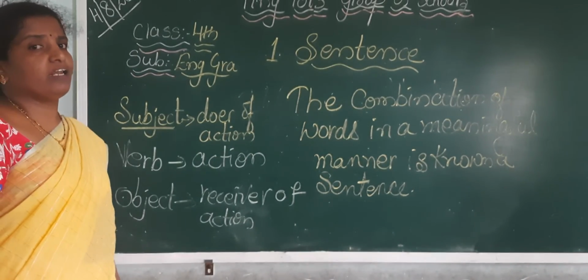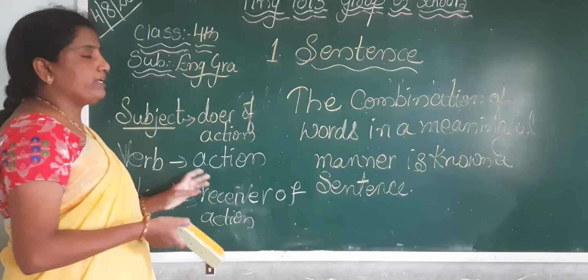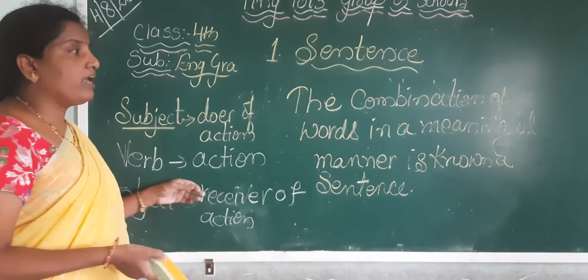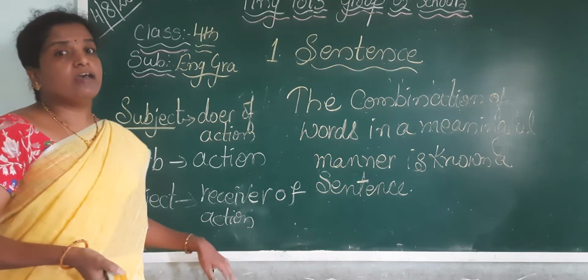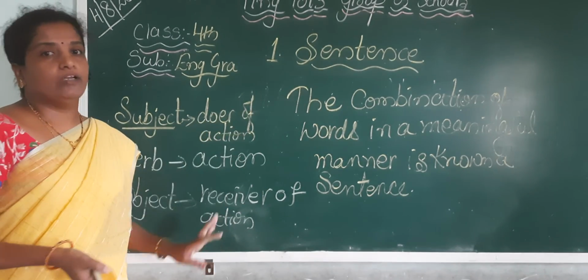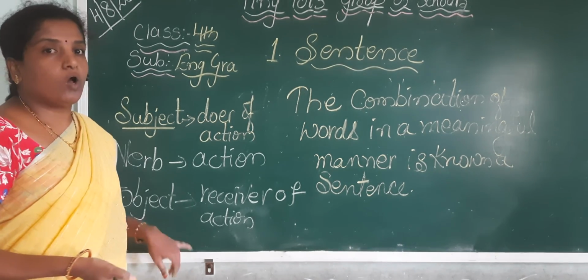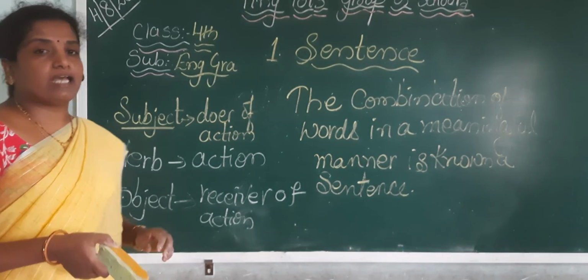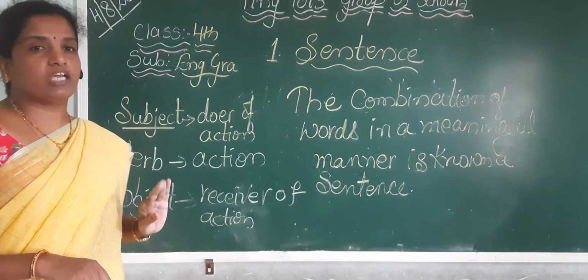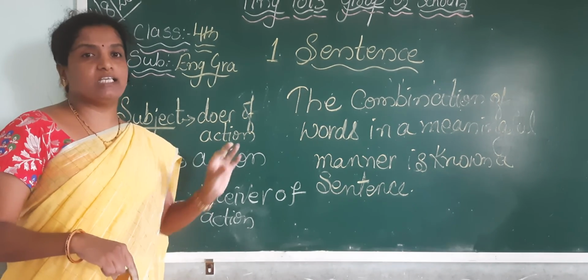Verb is nothing new, we have already learned it in our previous class. Verb is the action word, and the object is the receiver of the action, meaning the one who finally receives the action is known as the object. So in this class we learned about the sentence, and we learned about the subject and predicate. I hope you all revise these three terms.